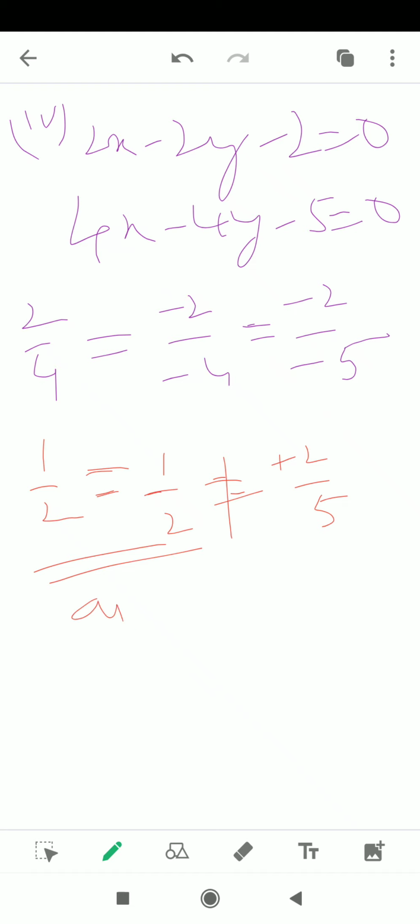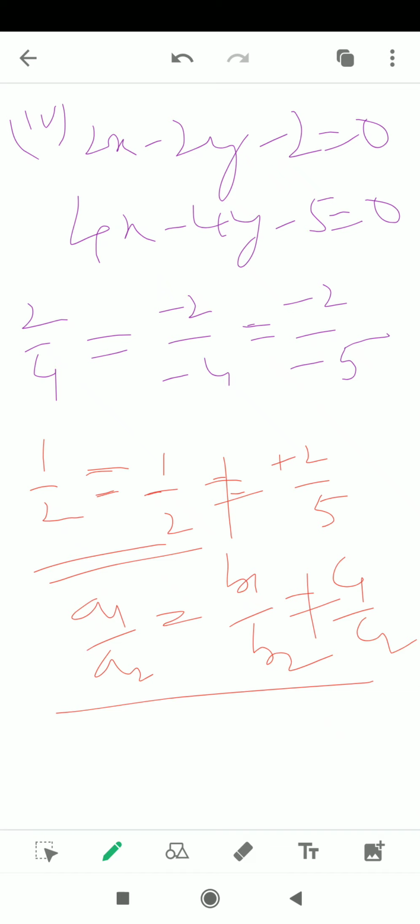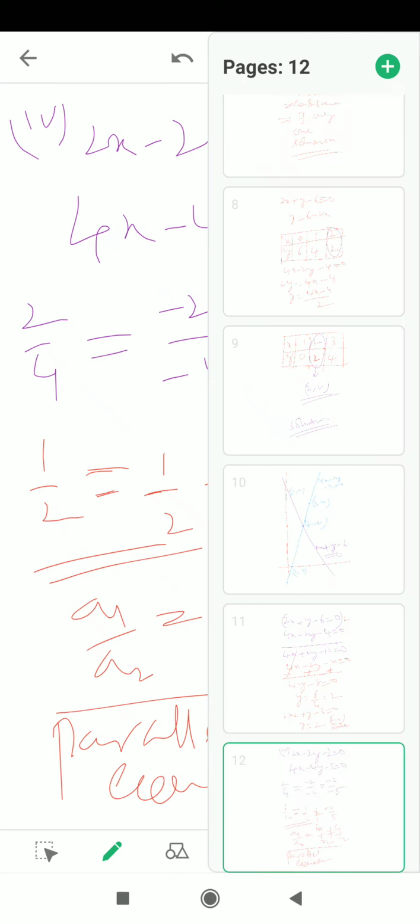That means a1 by a2 is equal to b1 by b2, which is not equal to c1 by c2. So what did we get? 1 by 2 and 1 by 2 are equal, and this is 2 by 5, not equal. So this is the condition. This condition says that these linear equations are parallel. So when lines are parallel, what does it mean?